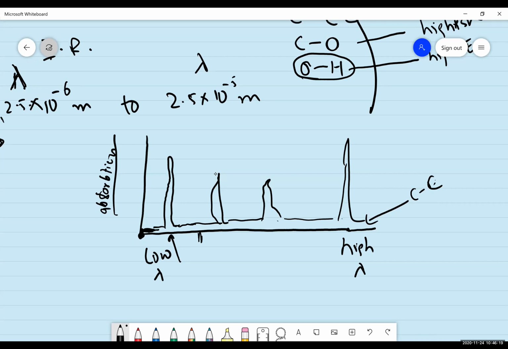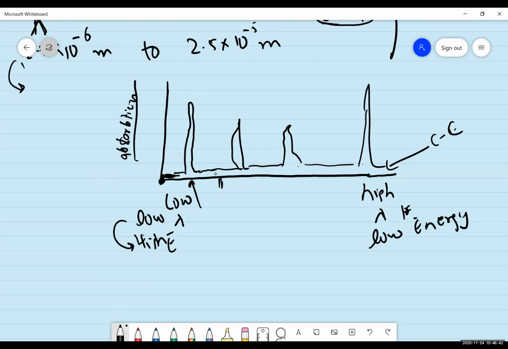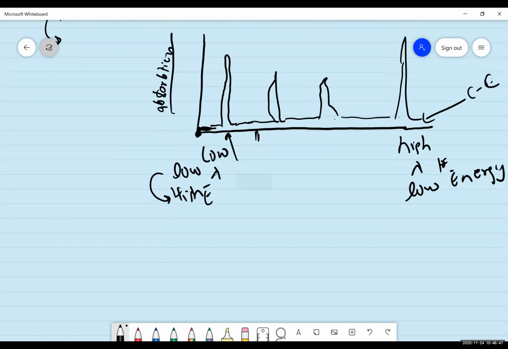Now, if we look at the graph, the high energy is on the left-hand side and low energy on the right. So high energy is at the low number. So low lambda is high energy and high lambda is low energy, which gets kind of confusing. So instead of plotting the graph versus wavelength, what we plot is the graph versus wave number.